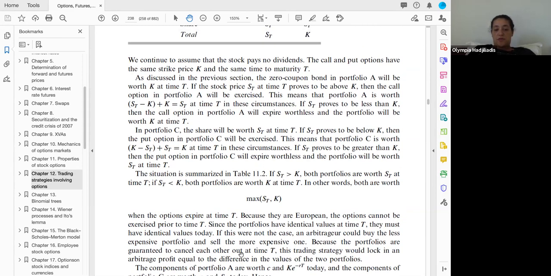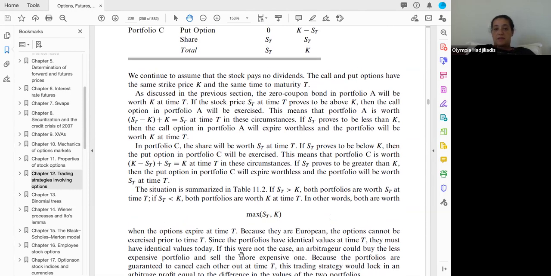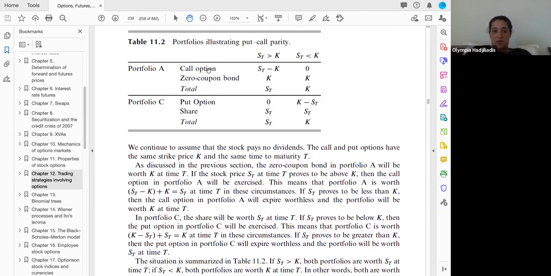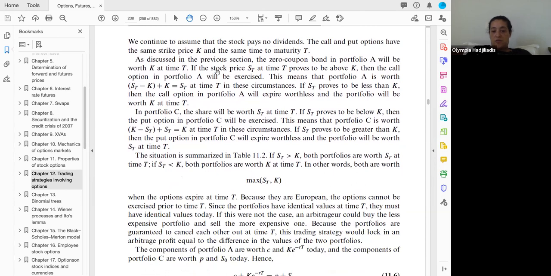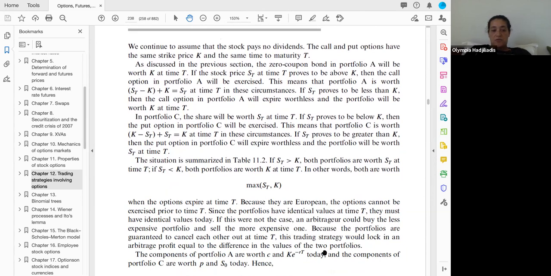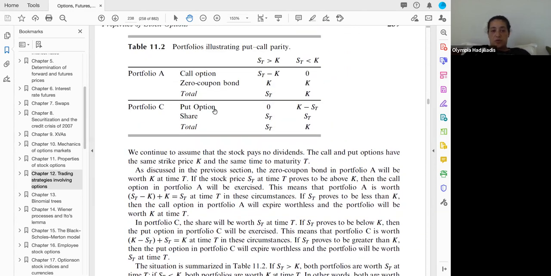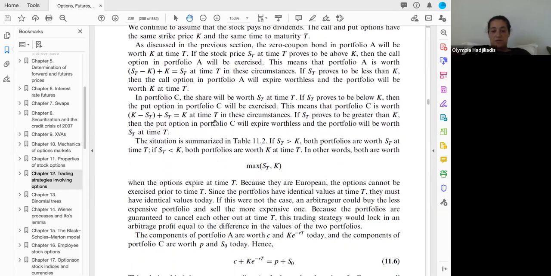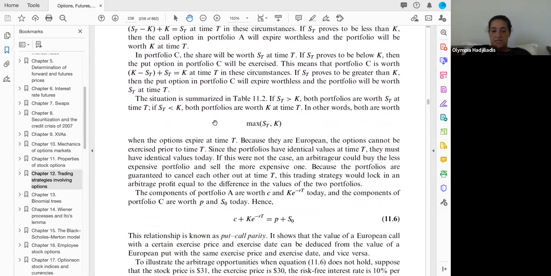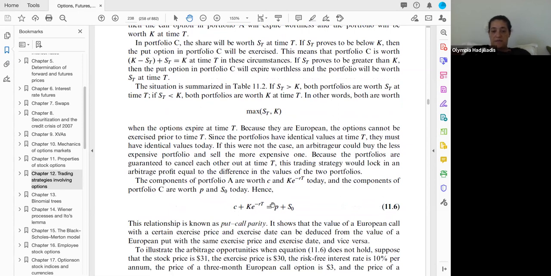The components of portfolio A are worth C from the call option, and K from the zero coupon bond at time T, which is worth K e to the minus RT today. And the components of portfolio C, which is the put option plus the share, are worth P plus S0 today. Hence, we have to have C plus K e to the minus RT equal to P plus S0. This relationship is known as put-call parity. It shows that the value of a European call with a certain exercise price and exercise date can be deduced from the value of a European put with the same exercise price and exercise date, and vice versa.